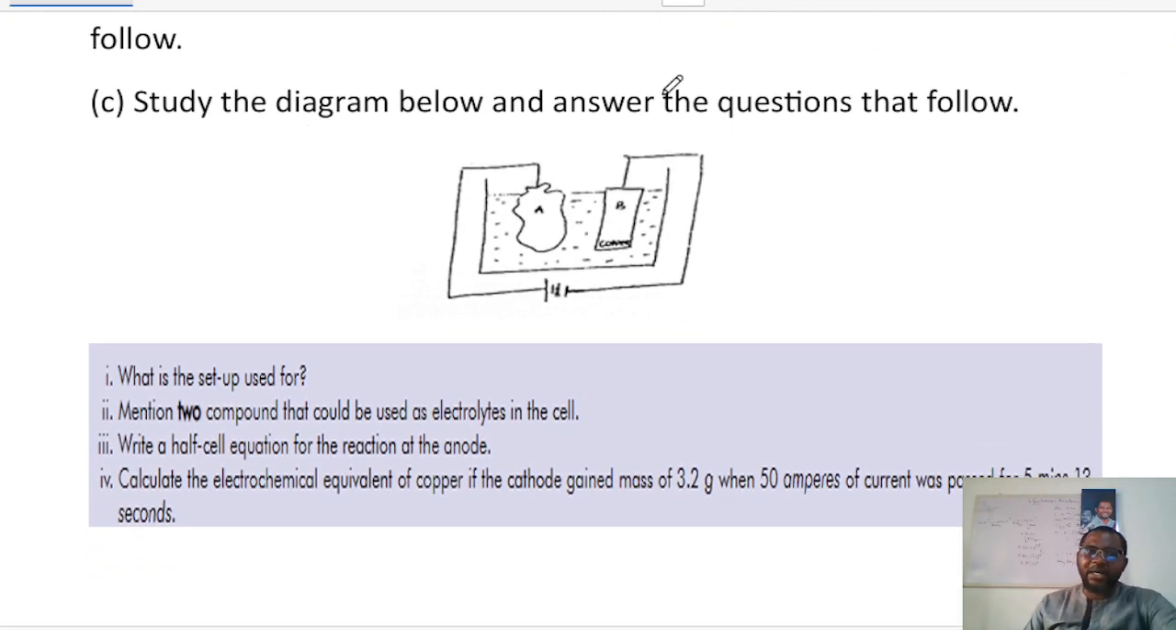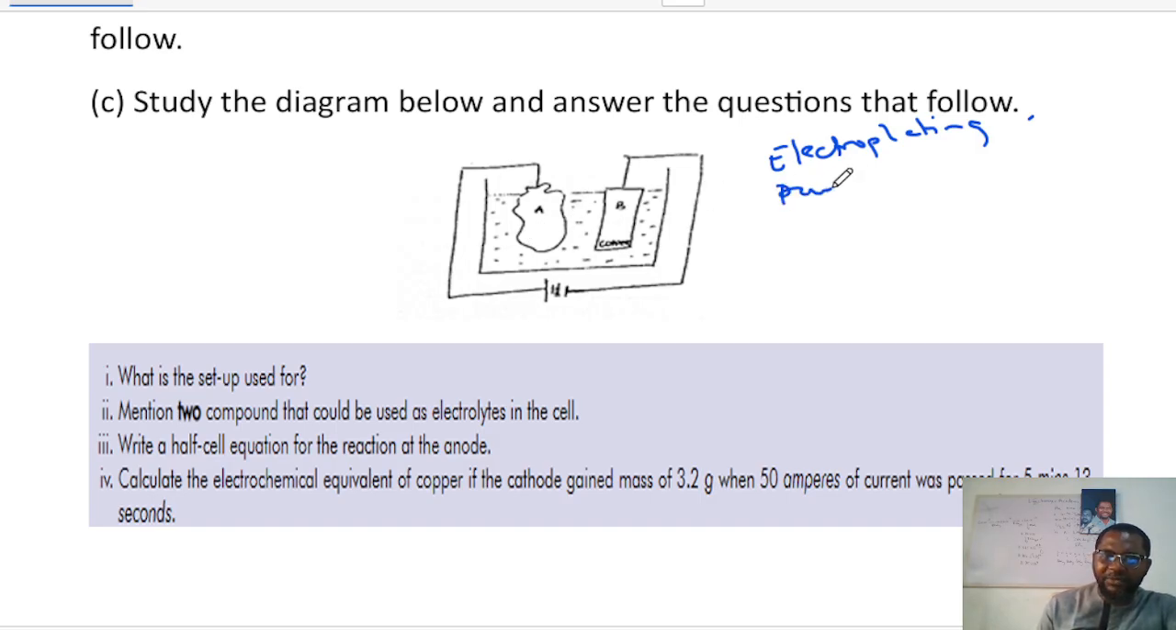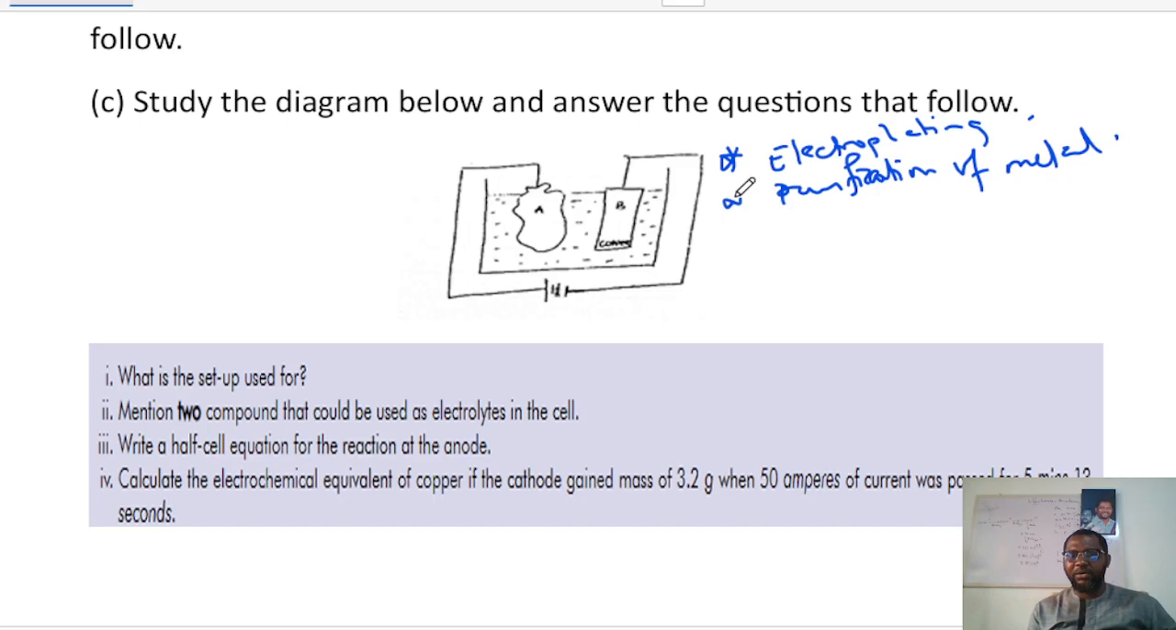C says, study the diagram below and answer the question that follow. I says, what is the setup used for? If you look at this, this is exactly the setup for electroplating. Yeah, for electroplating, right? Where actually it can also be used for purification of metal. Yes, once you see two metals, you know that it has to either be electroplating or purification of metals.